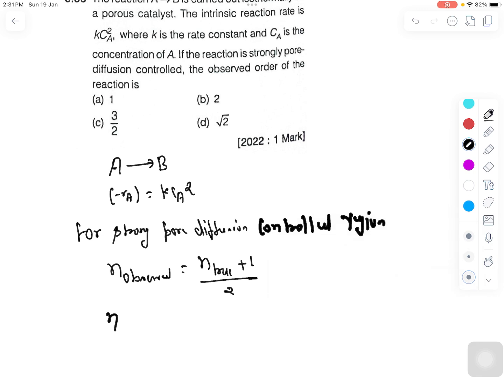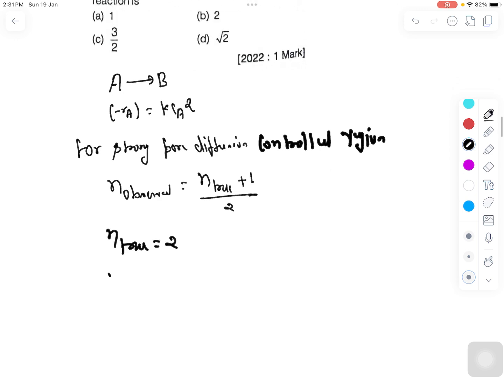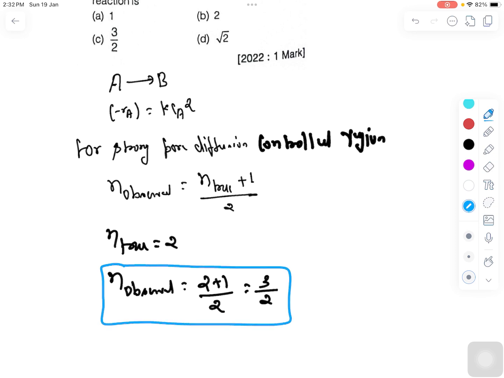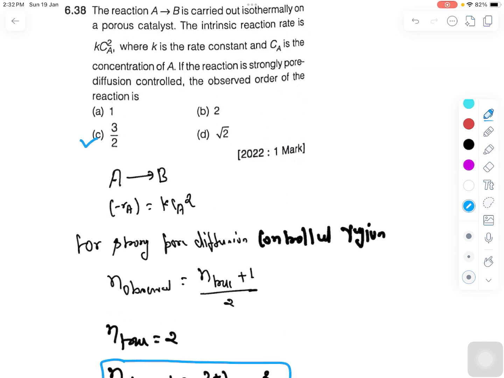So what is n true here? n true is your 2. So what is n observed? That is equal to 2 plus 1 divided by 2, which equals 3 by 2. So from this solution you have got the answer, which is 3 by 2. So your option C will be the correct option, right?